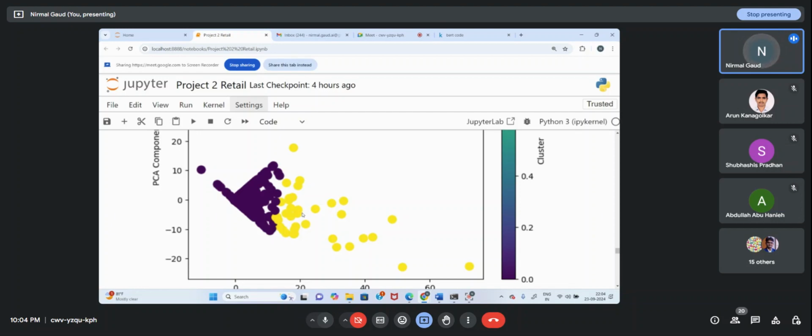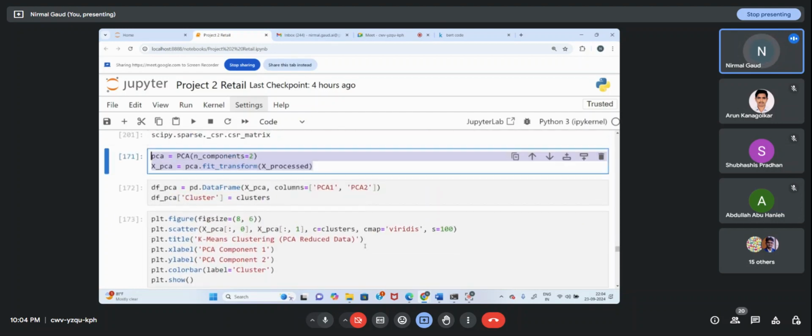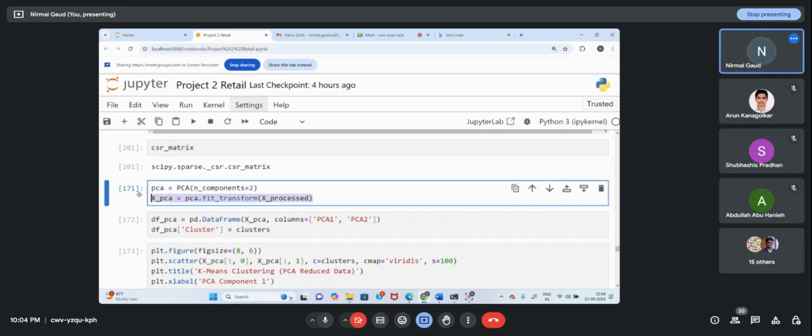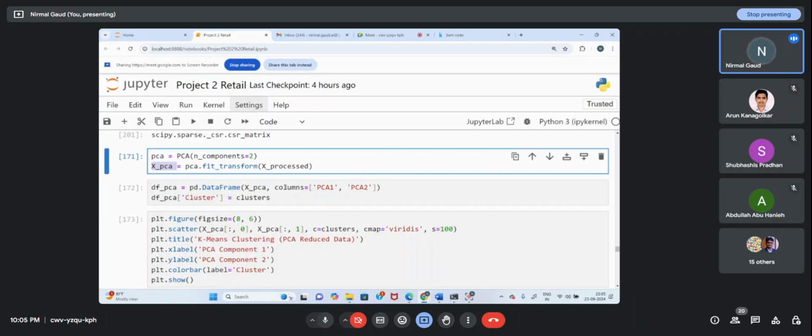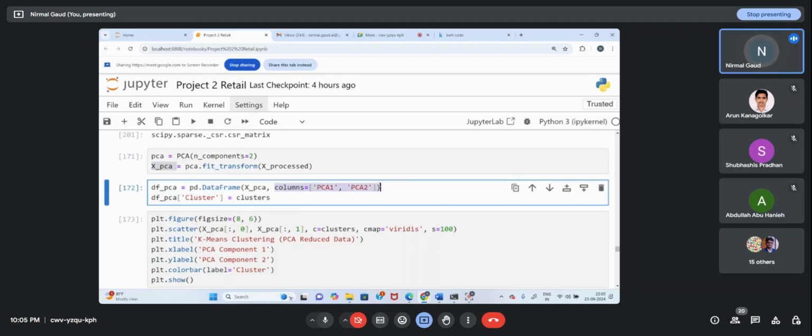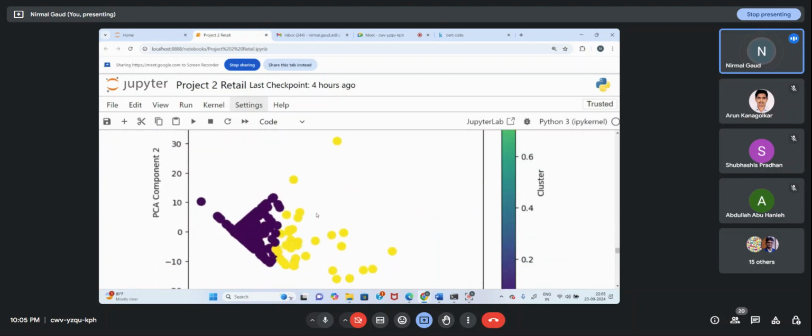So whatever data points are present in this X processed, I have applied the principal component analysis, the PCA, and I have created only two columns and converted that into a data frame. So I will have a new data frame that has only two high information columns. Only those features which are giving the highest information are now available with me, along with which cluster they are present in. So only that I am considering, and this is what I got.